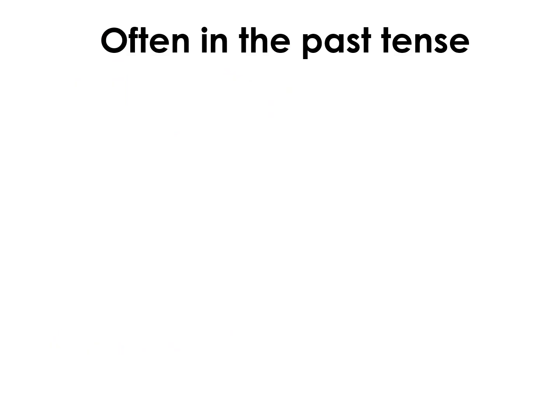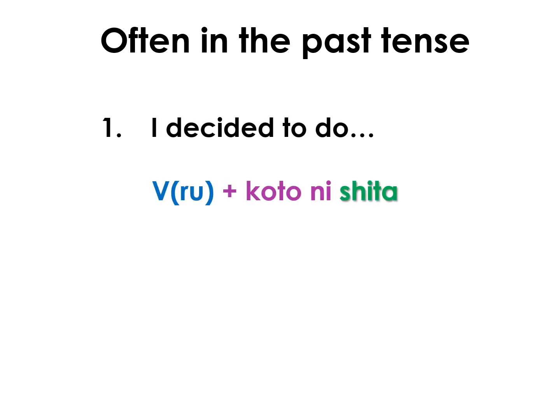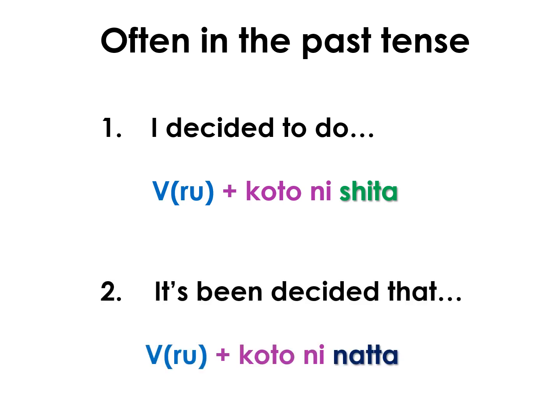Although conventionally the formulas are given in the non-past tense, ru koto ni suru, ru koto ni naru, these formulas are often used in the past tense. After all, you express decisions that have already been made, so people often use them in the past tense. I decided to do this, ru koto ni shita, or ru koto ni shimashita. It's been decided that, ru koto ni natta, or ru koto ni narimashita.